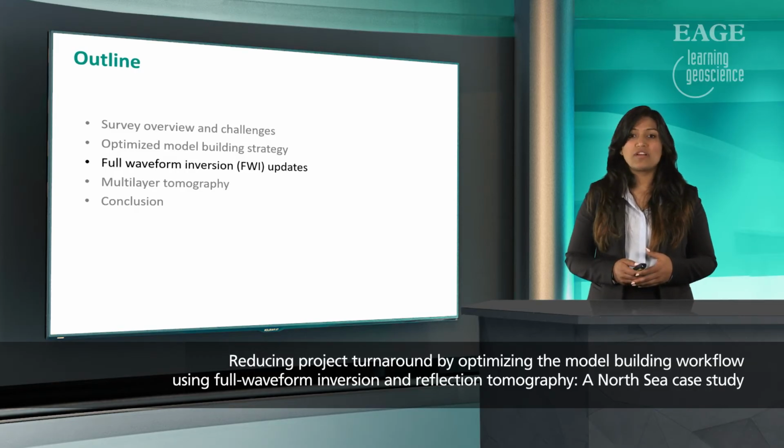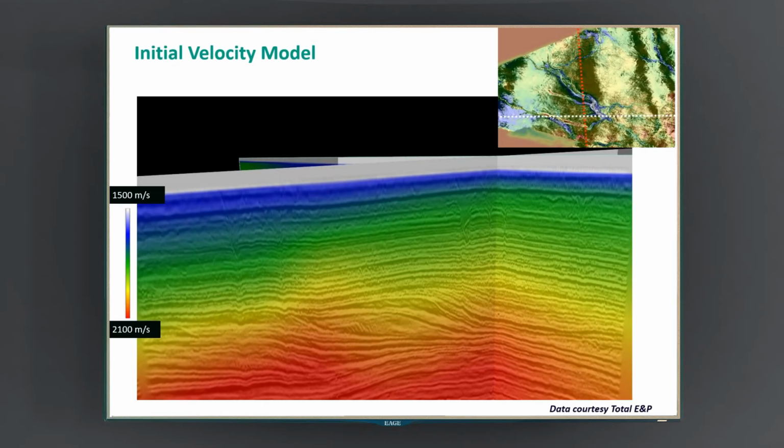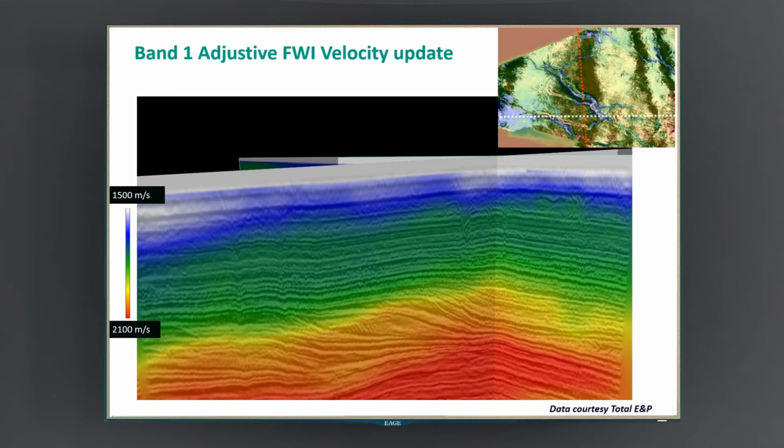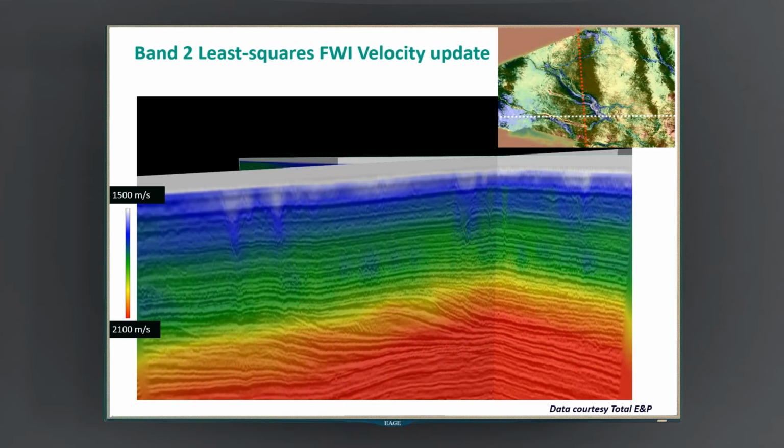Moving on to the results from the FWI updates. Here I have displayed an initial model overlaid on the initial stack, and the depth slice on the top of this slide shows the location of those inlines and crosslines. And as you can see, the model is quite simple. With the band 1 FWI update, we are improving on the background velocity trend and have started introducing the slowdown required by the channels just below the water bottom. The band 2 FWI update very nicely puts the details in the model and delineates the shallow channels quite well.